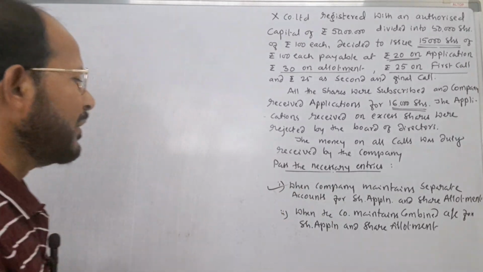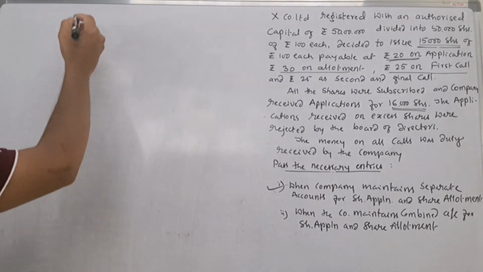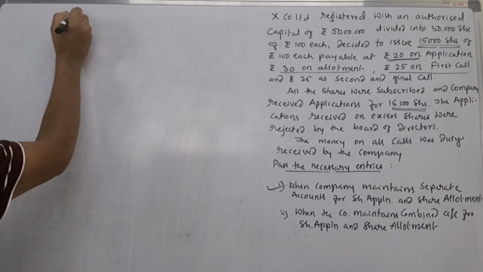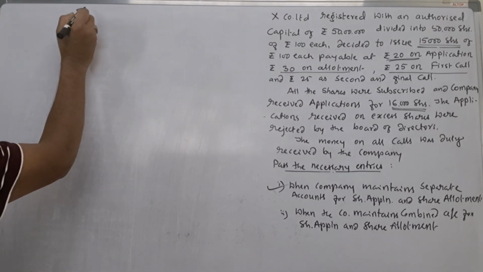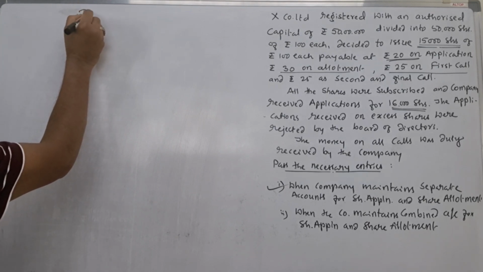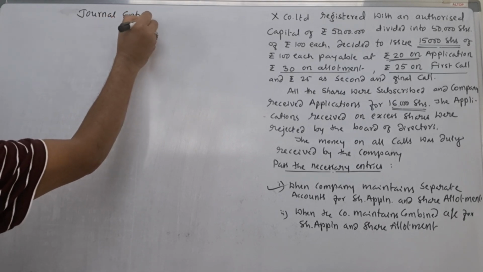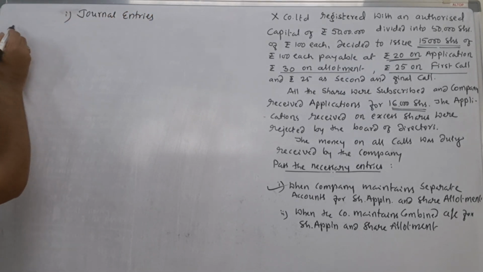Okay, first situation, when the company maintains separate accounts for share application and share allotment. Under that situation, how the journal entries are passed, just you see here. Journal entries in the books of the company. This is the first situation.